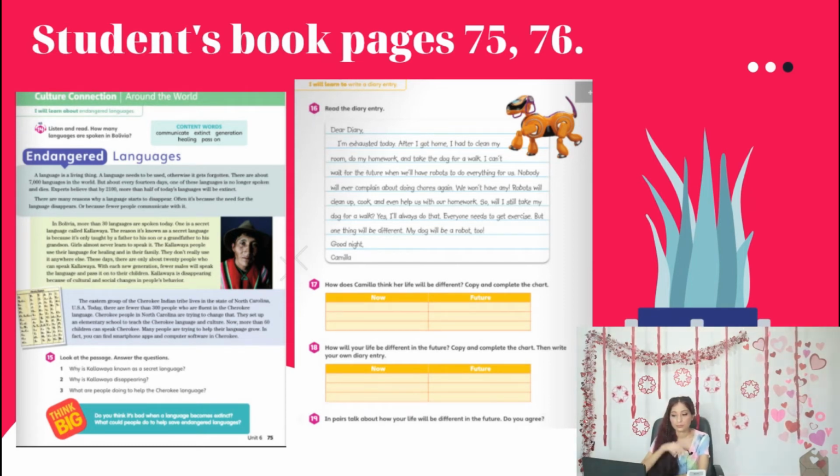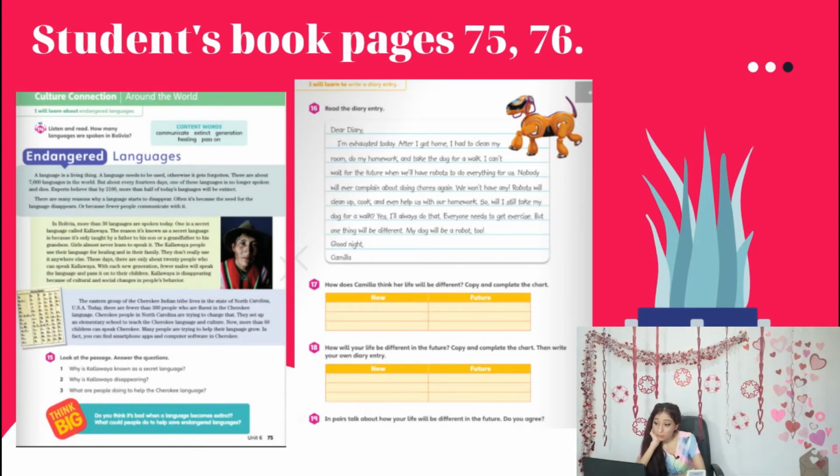A language is a living thing. A language needs to be used, otherwise it gets forgotten. There are about 7,000 languages in the world, but about every 14 days, one of these languages is no longer spoken and dies. Experts believe that by 2100, more than half of today's languages will be extinct. There are many reasons why a language starts to disappear. Often it's because the need for the language disappears, or because fewer people communicate with it.